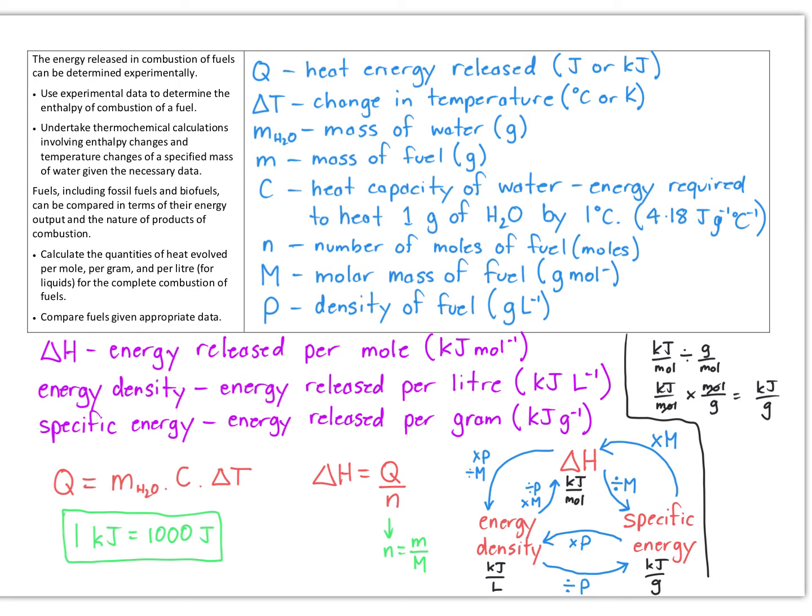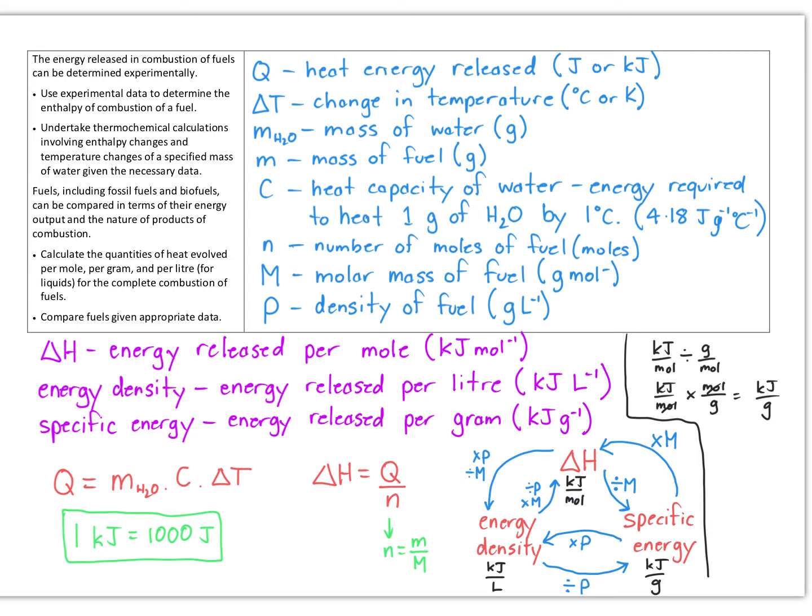There are 3 common units that we use to describe the energy of a fuel. The enthalpy change is the energy released per mole, so it's the energy you'd get from burning 1 mole of fuel. There's the energy density, which is the energy released from burning 1 litre of fuel. Obviously, 1 mole is not going to equal 1 litre; in fact, you're probably never going to have that. And the specific energy is the energy released per gram of fuel burnt. So this is how much energy per gram, per litre, and per mole.